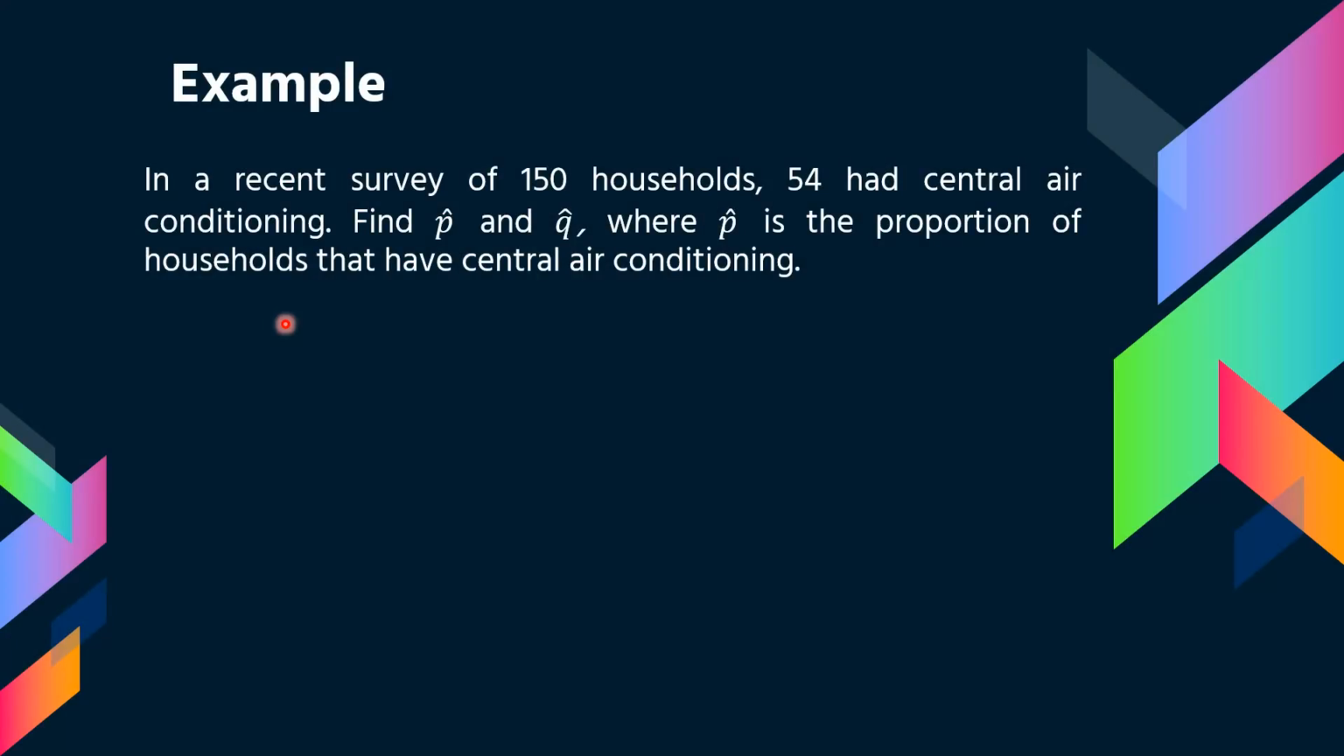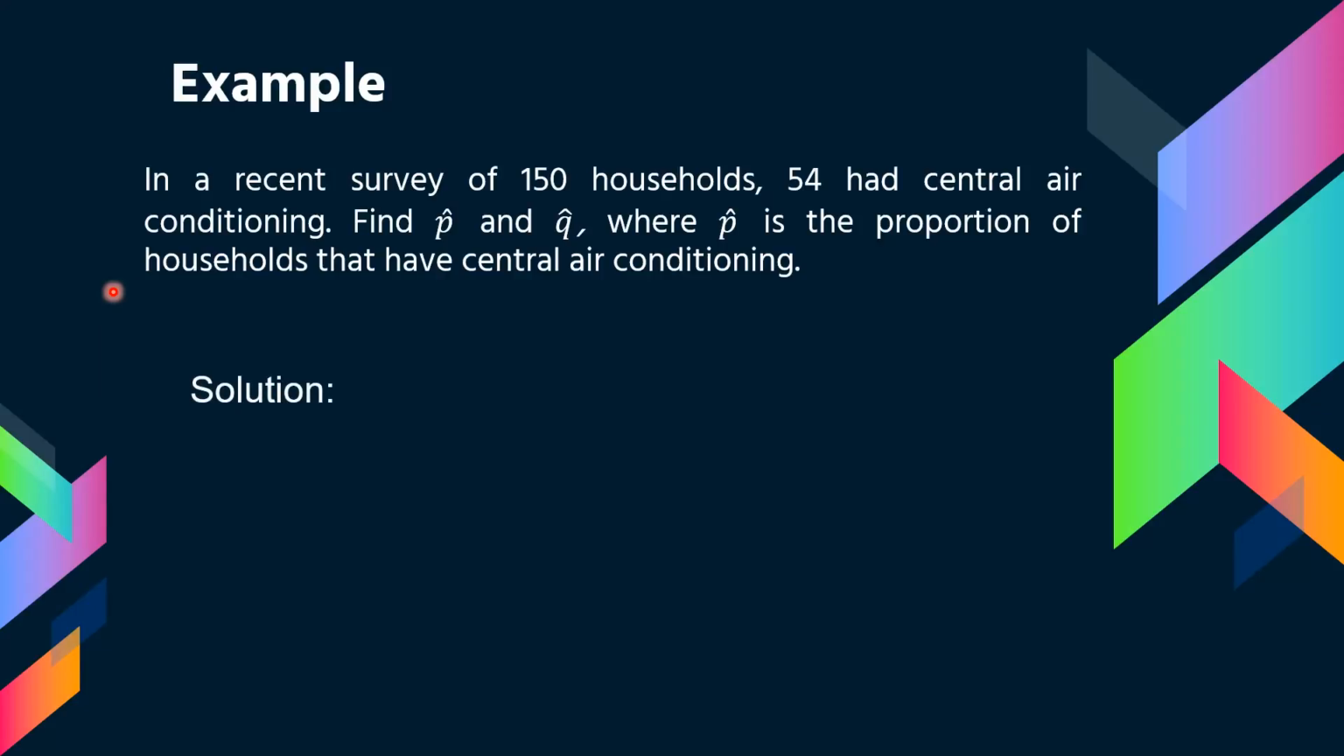For example, in a recent survey of 150 households, 54 had central air conditioning. Find P hat and Q hat, where P hat is the proportion of households that have central air conditioning. So those who have central air conditioning at home are rich. So this is just for example.